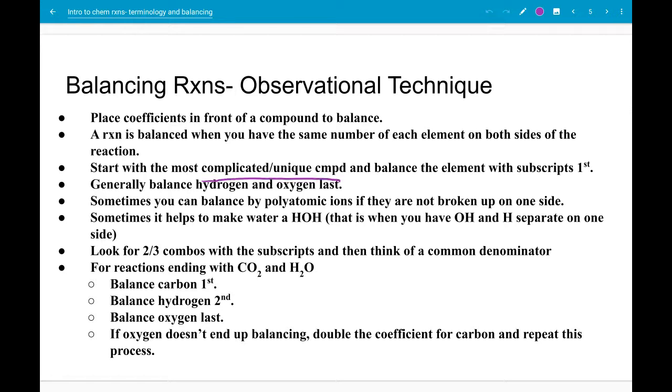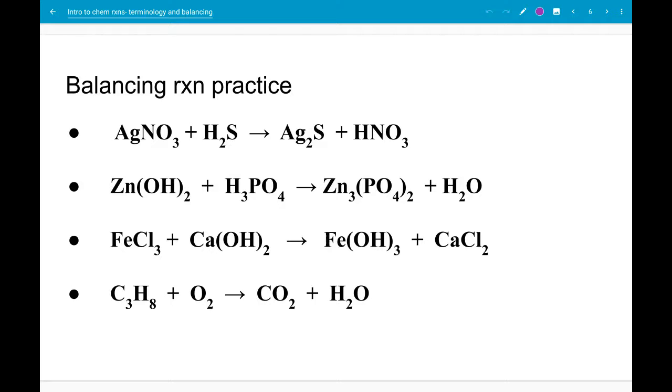I always like to start with the most complicated or unique compound, and that tends to be the ones with lots of subscripts. Generally, you're going to balance hydrogen and oxygen last. Sometimes you can balance your polyions by keeping them together, and sometimes it makes water as HOH because you can balance that O and H separate. And then we're going to look for 2,3 combos, and then this is a specific kind of reaction. So let's look at this.